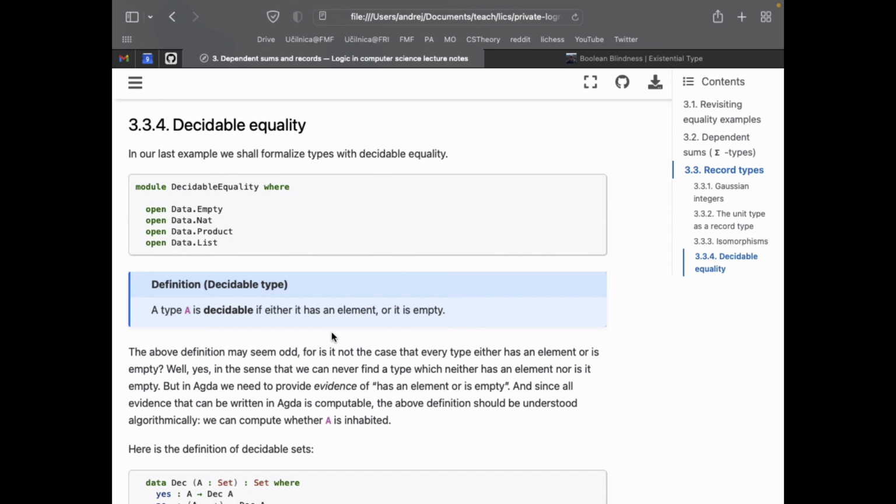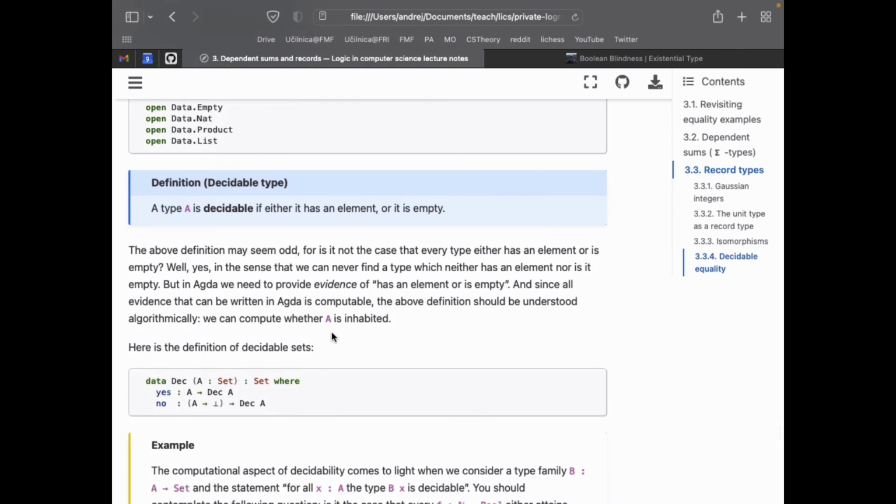First of all, let me give a little bit of constructive mathematics here. Suppose somebody tells you this: a type A is decidable if either it has an element or it's empty. Then your first instinct is going to be, oh, but every type is either empty or it has an element. But for that, you need classical reasoning. You need excluded middle. If you're doing this in Agda, you will actually have to provide evidence of which of the two options happened.